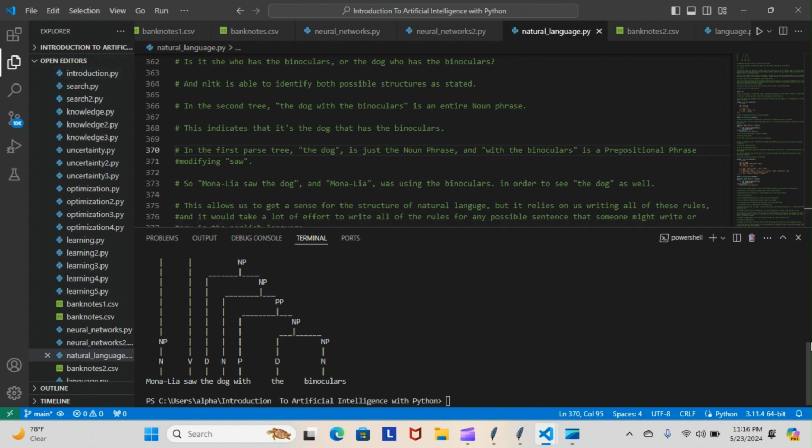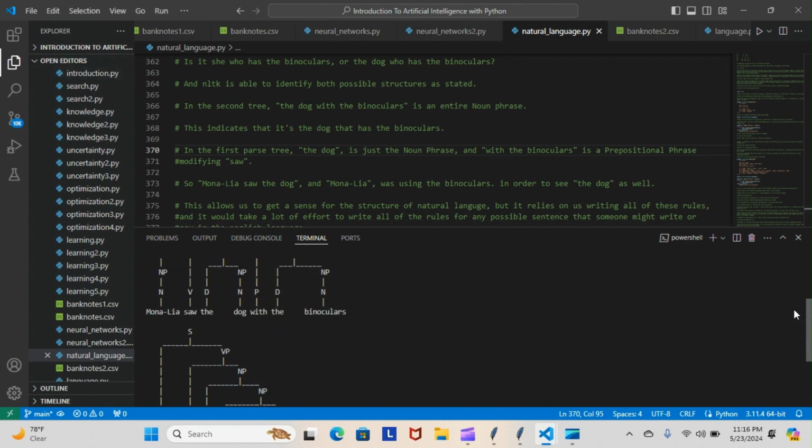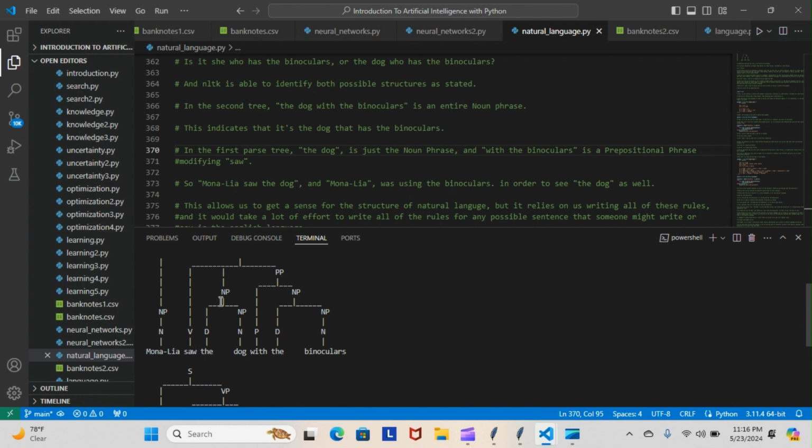Let's go to our first sentence and have a look at what's going on with that. As you can see, the dog is under this noun phrase, but it is no longer one continuous phrase. With the binoculars is now under a prepositional phrase, which starts with "with" and ends with "binoculars". So we got back both interpretations. NLTK was able to bring back both interpretations of that one sentence. Mona Leo saw the dog, and Mona Leo was using the binoculars in order to see the dog as well.